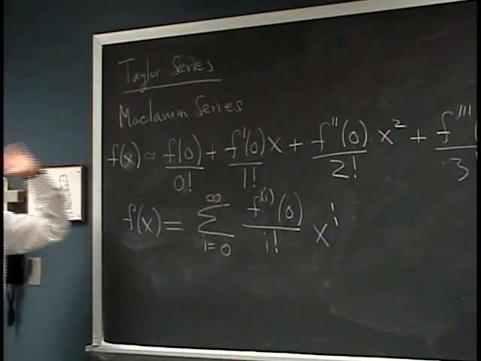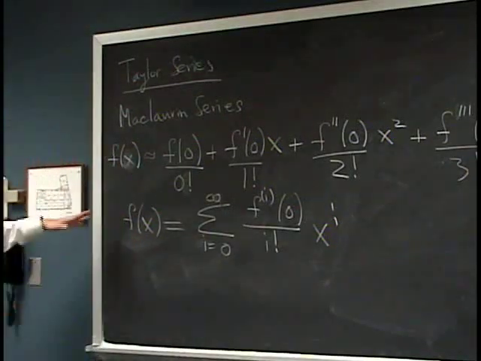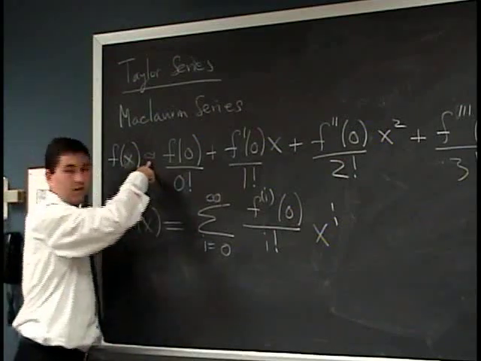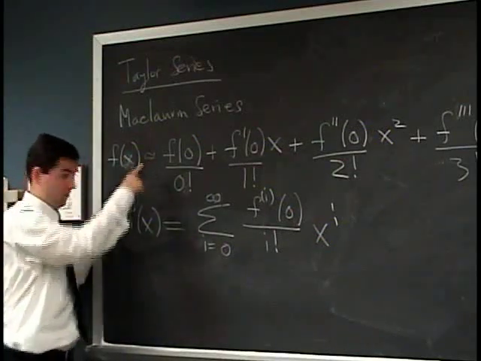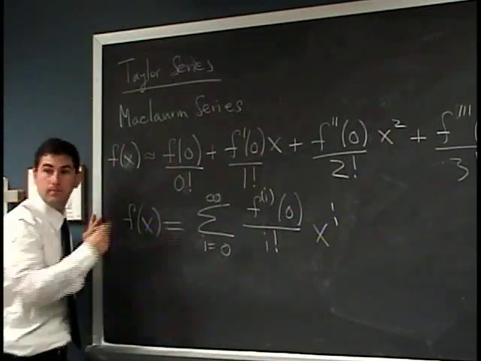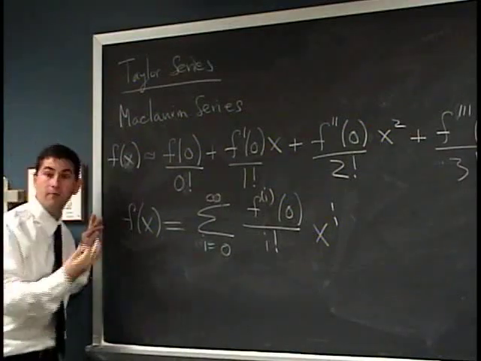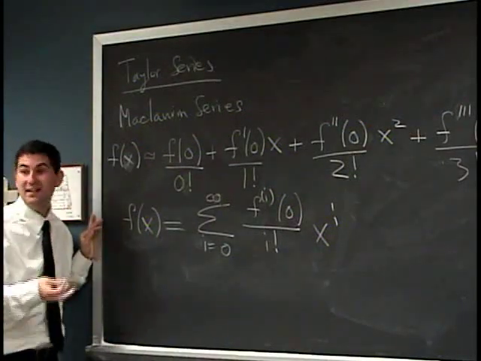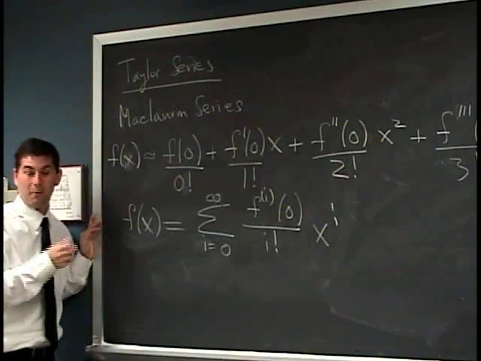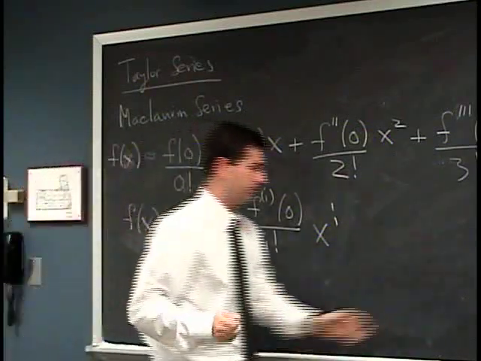Now, I'm sweeping a lot of technicalities under the rug, of course. But it actually turns out that this approximately equal to can turn into an equal to. And so we're going to be able to write down formulas for some of our favorite functions, like e to the x and sine of x and cosine of x, and we're going to see that they're very much related. It's going to be a lot of fun. Good stuff coming.